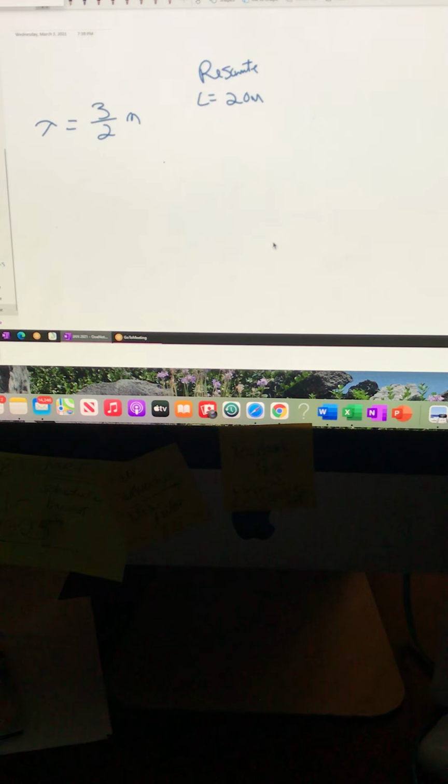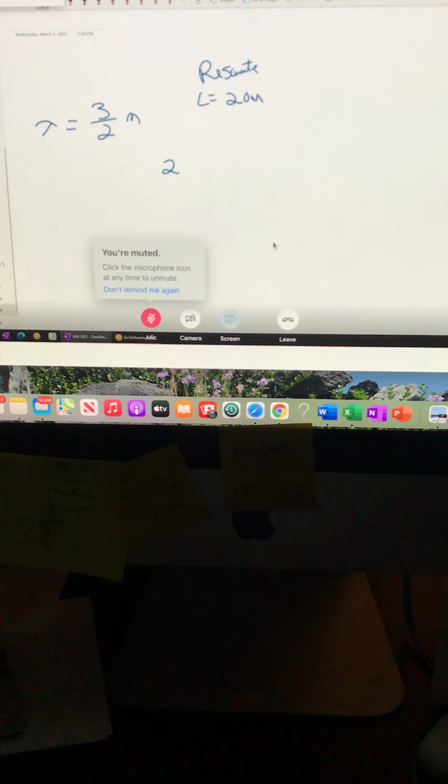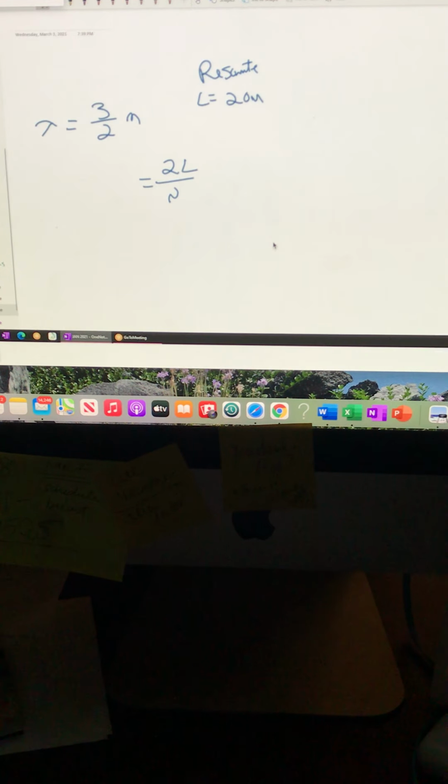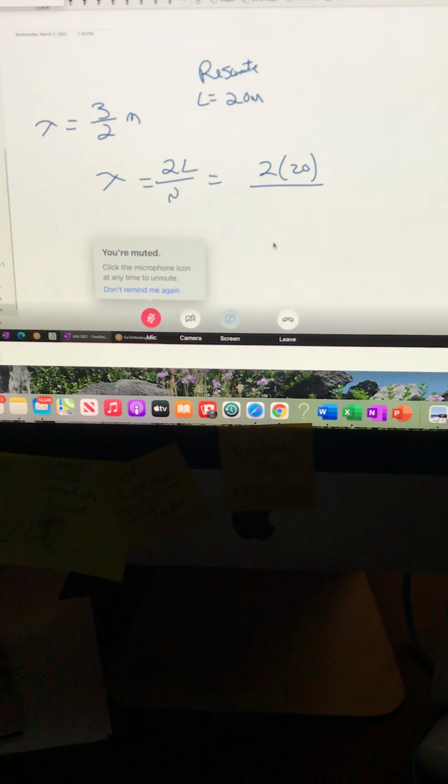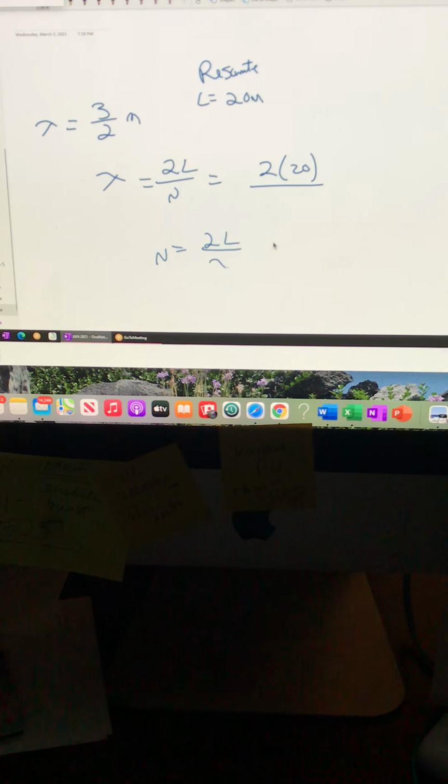Well, what are we going to do? Well, if it's open at both ends or closed at both ends, we can use 2L over N equals wavelength. Wavelength equals 2L over N, right? We can switch and say N equals 2L over wavelength. So 2 times 20 over 3/2. Everybody feeling it?